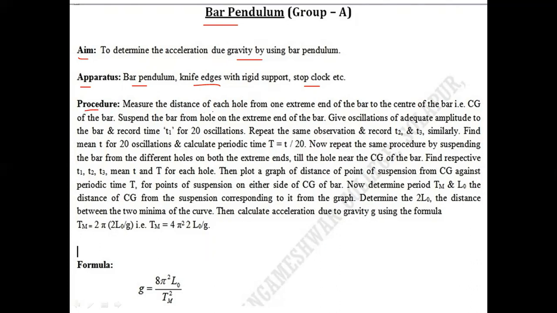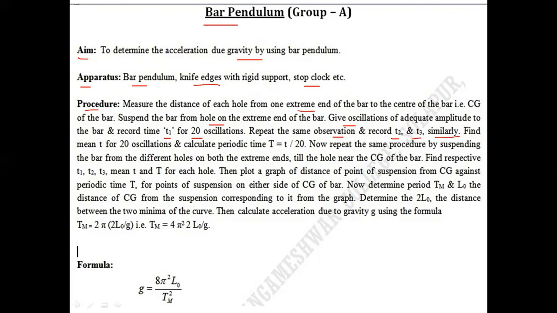Measure the distance of each hole from one extreme end of the bar to the center of the bar, that is the center of gravity of the bar. Suspend the bar from the hole on the extreme end of the bar. Give oscillations of adequate amplitude to the bar and record time t1 for 20 oscillations. Repeat the same observation and record t2 and t3 similarly.